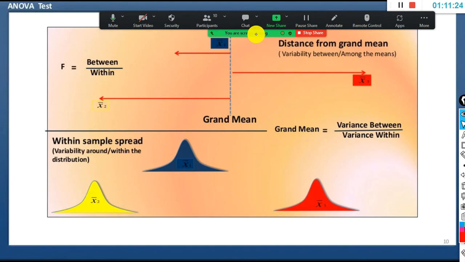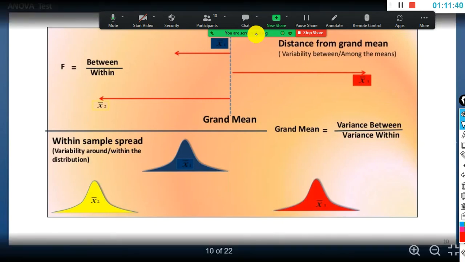Look here, the variance between and the variance within. So between divided by within, right? Within the sample, what is the variation? Between the groups, what is the variation? How far each group is away from the grand mean, that is what I call between, and within the group, how far each value is away from each group's mean. So between divided by within, very simple, isn't it? This is what your F statistic is.